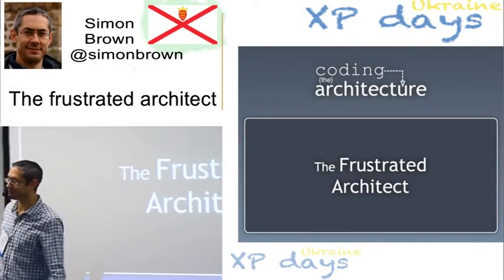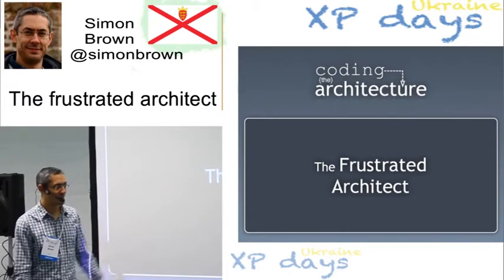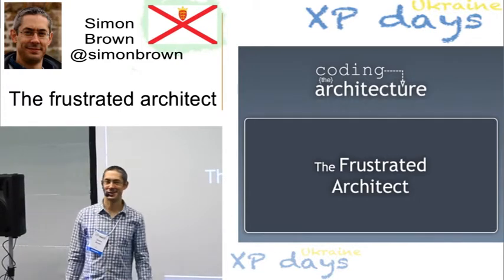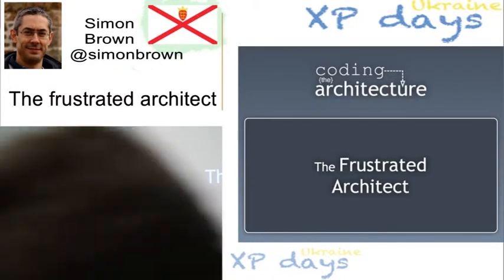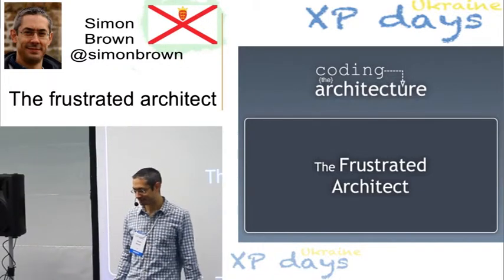So I'm Simon Brown, and I'm going to be talking about the frustrated architect. So this is really about architecture within an agile environment and architecture within a modern software environment as well.